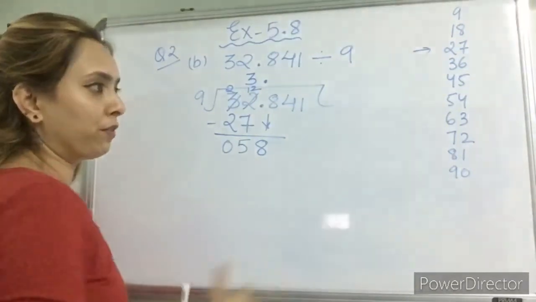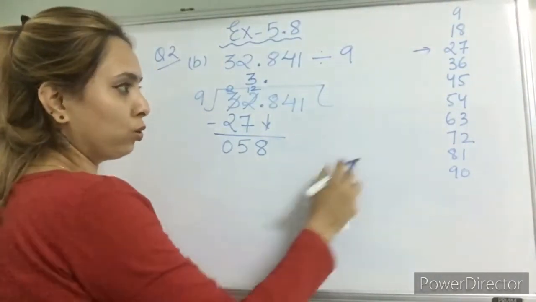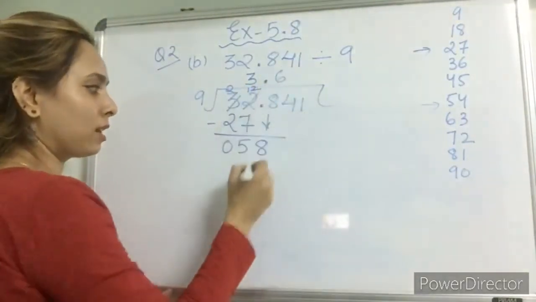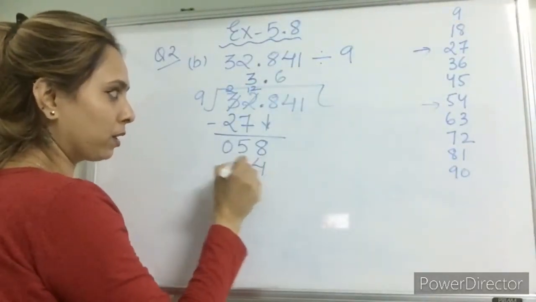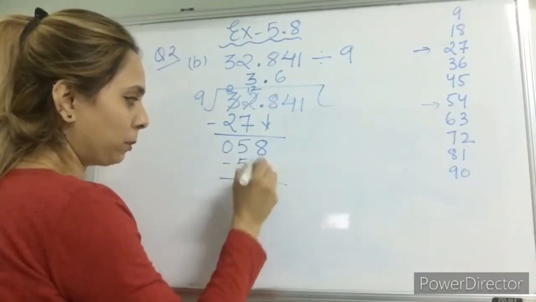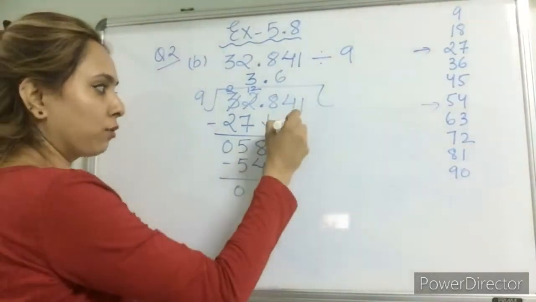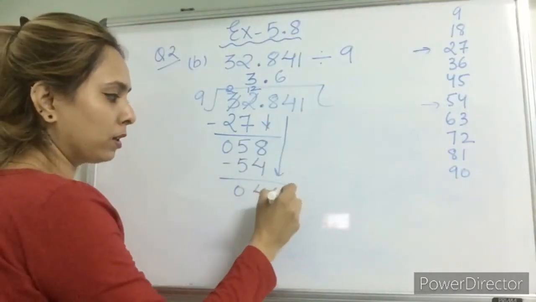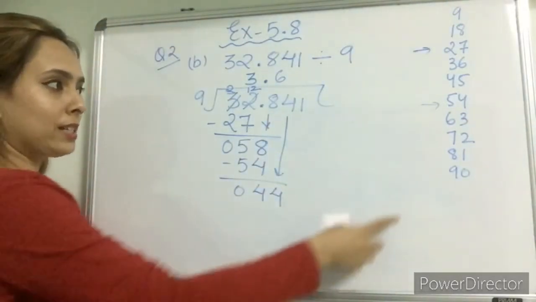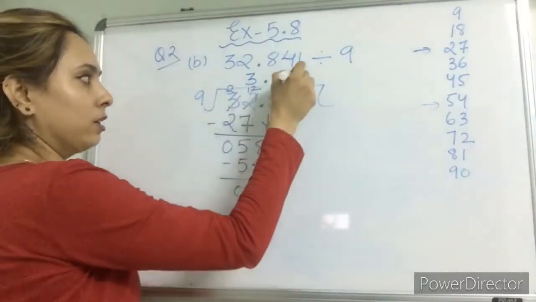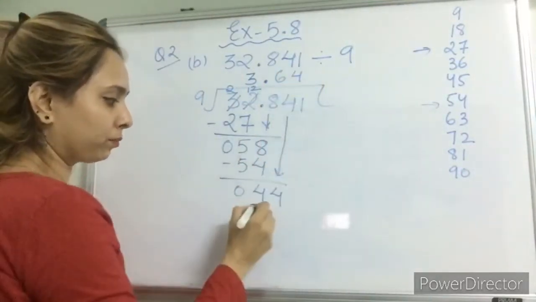So again we will check 58. Is it divisible by 58? So no. 54 is there. 9 6s are 54. So the remainder is again 4. So we will get this 4 down now. So 44. Let's check it out.